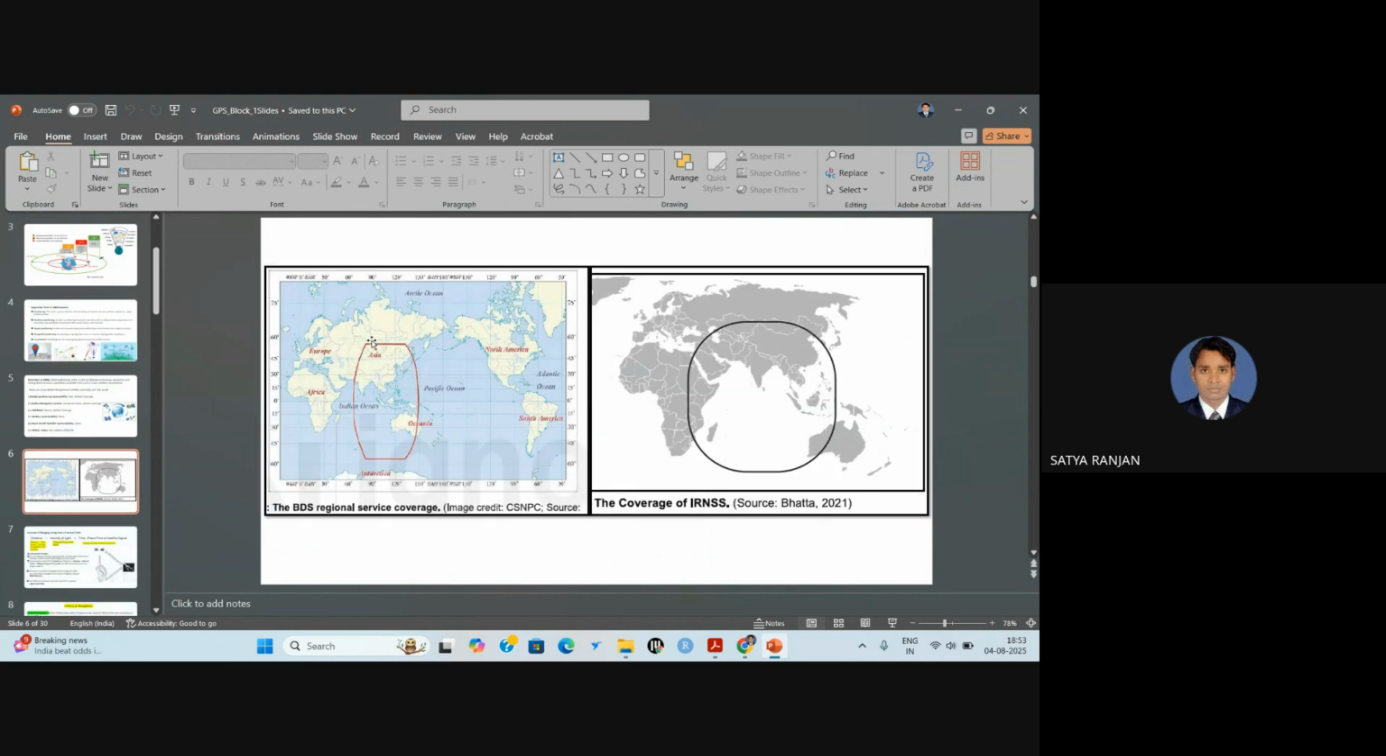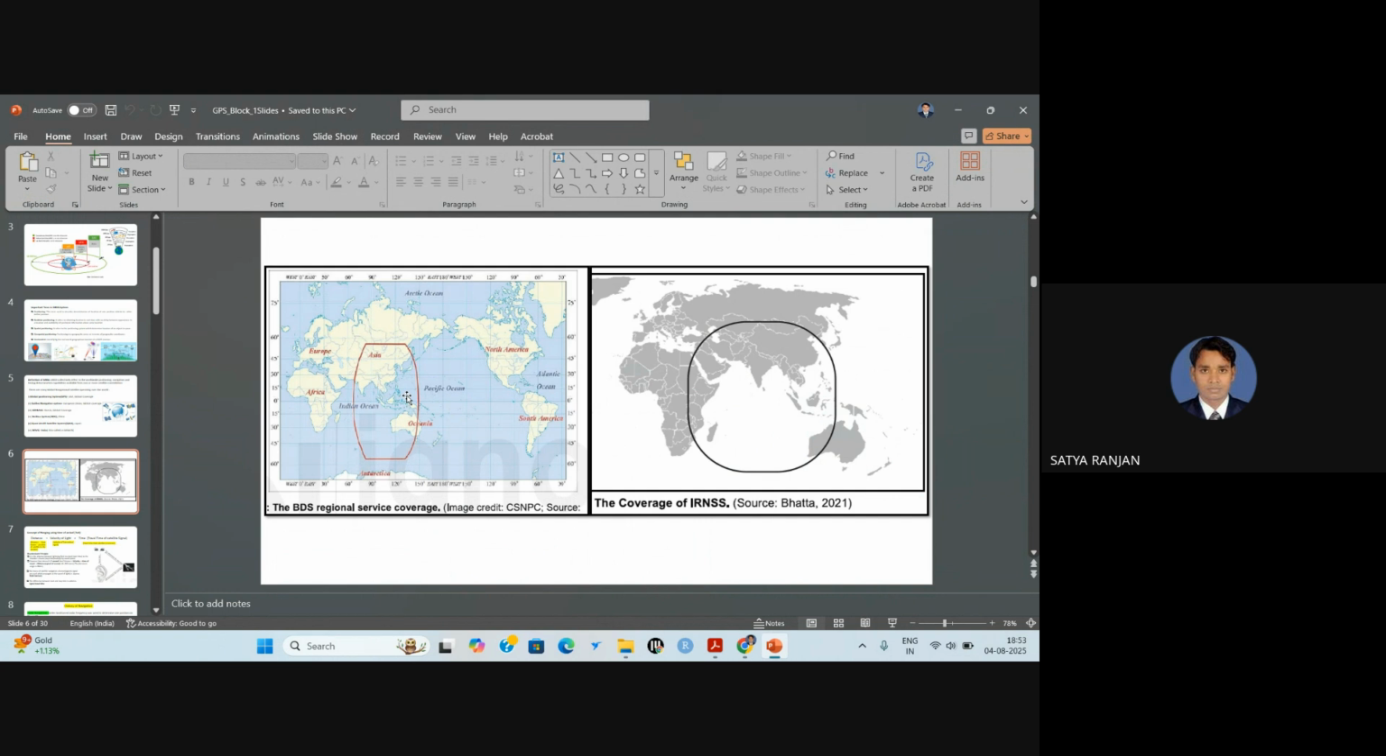Then these are some pictures of the BDS regional coverage. This is the coverage of the BDS system of China. Basically, it covers China, India, the Indian Ocean, and some part of the Pacific Ocean. So this is used for strategic implementation and strategic planning. That's why it is mostly used, and for navigation purposes also it is used.